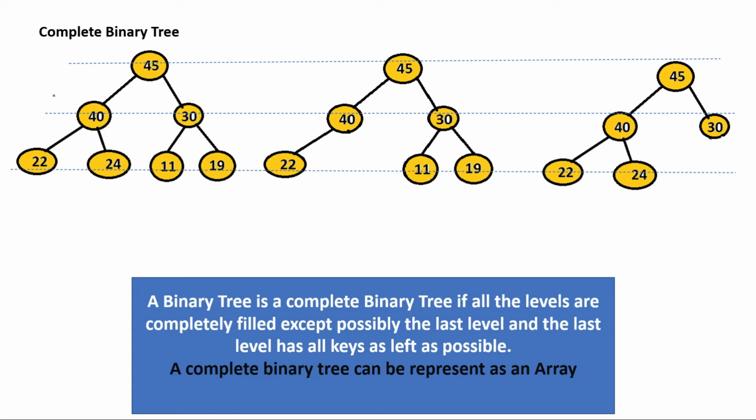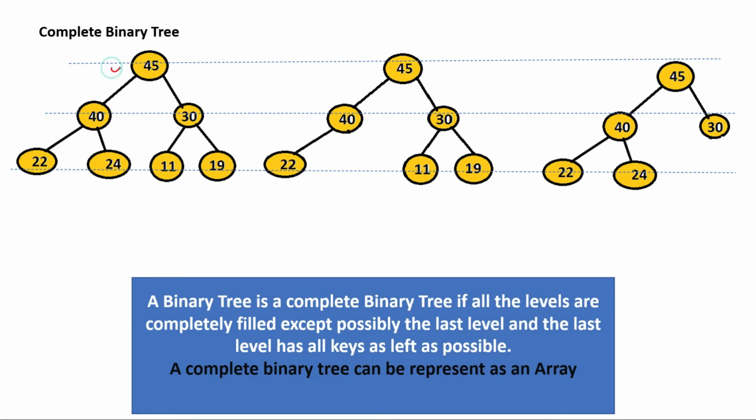So I can call a tree a complete binary tree if, going from left to right, there should not be any missing node in between. That means this level has nowhere to go.